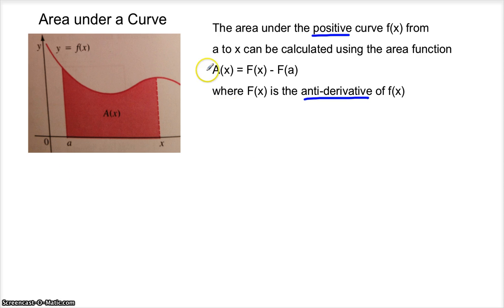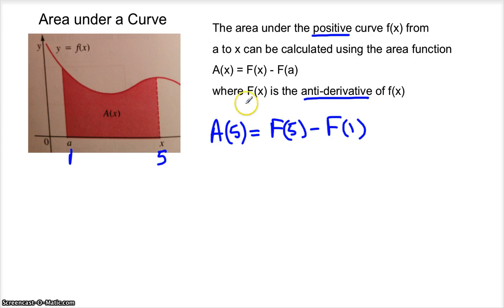So this is a great result that we can use, and we'll be using it a lot, but where does it come from? And we're going to be exploring that in the next few slides. But before we do that, just quickly, if we had a is equal to 1 and x was equal to 5, we would use this here. Now we don't know what f at x is here, but A at 5 would equal F at 5 subtract F at 1. So that's what it would look like, at least the first step.